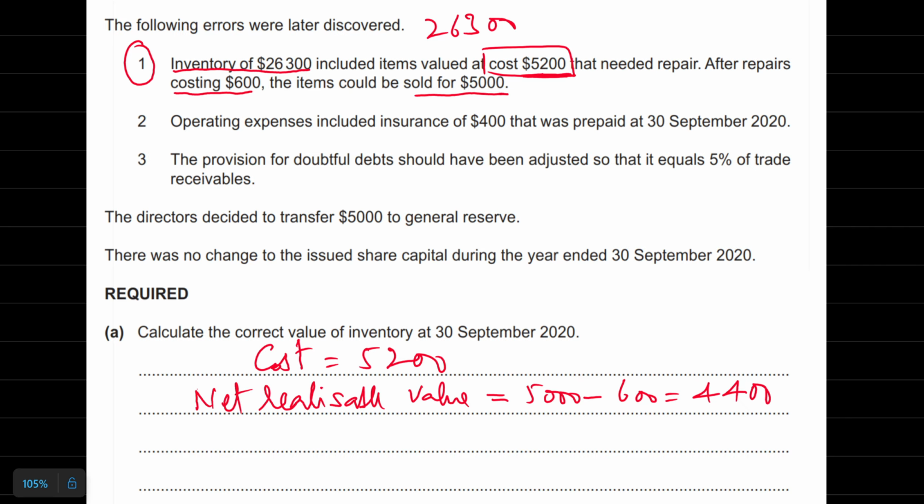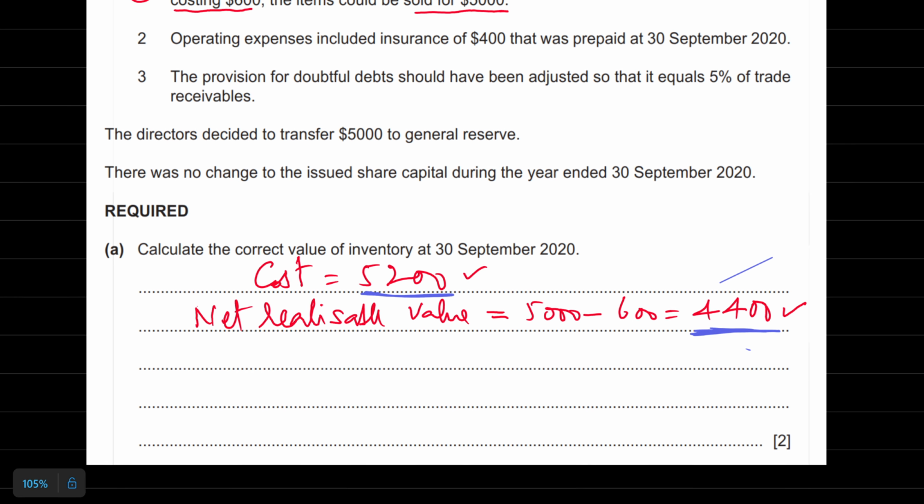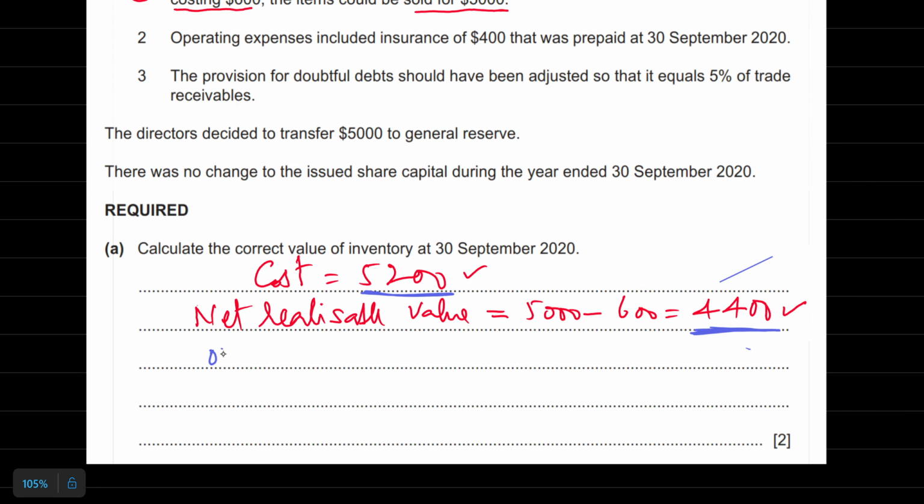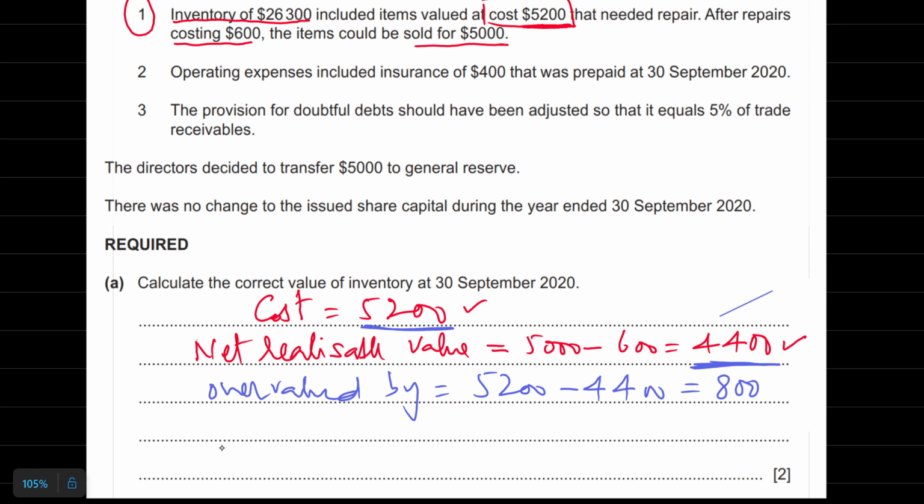So students, in this case, cost is 5200 and net realizable value is 4400, and we have to record inventory at lower of cost and net realizable value. So we had to record this inventory at 4400, while this is already added in the inventory at 5200. So we can say our inventory is overvalued by 800. So we will deduct this overvaluation from the total inventory.